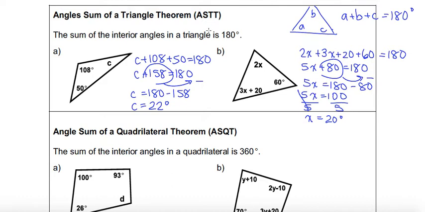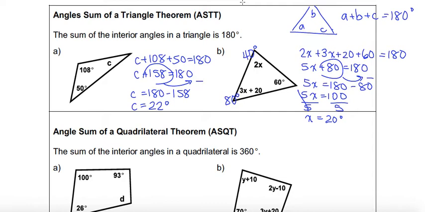So then if I wanted to go back and solve for each of these different angles, well, 2 times 20 is 40. So this one's 40 degrees. And 3 times 20 is 60, and 60 plus 20 is 80. So if I wanted to go back and solve for each of those angles, I could do that. So I hope that's helpful in terms of looking at the angle sum of a triangle theorem.